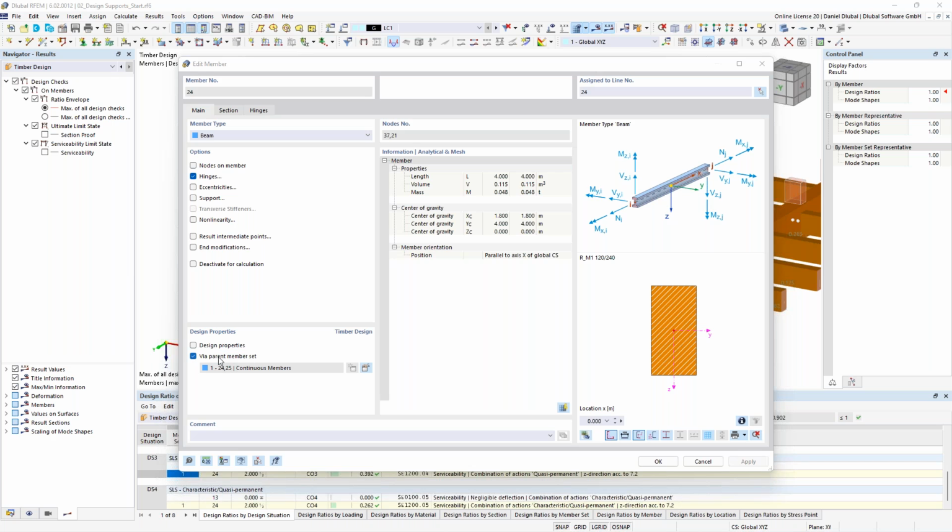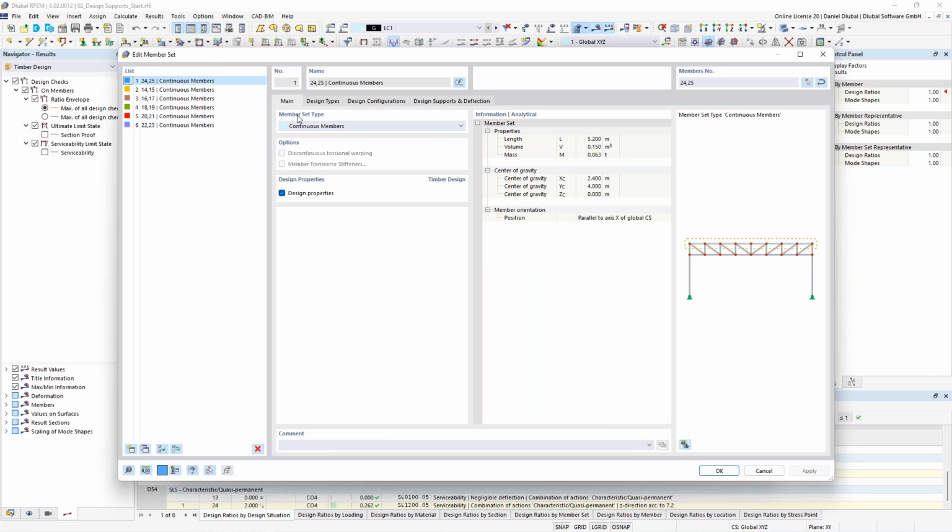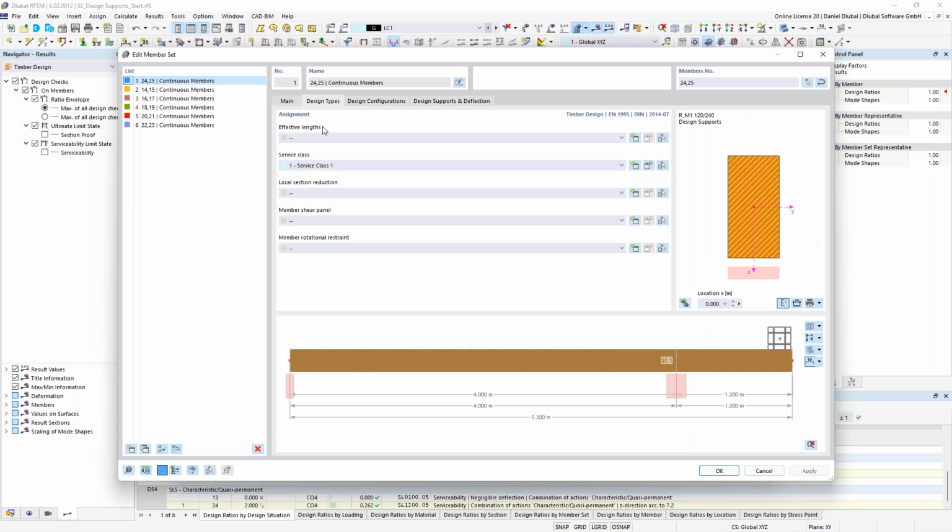Design properties, and the parent member is in this case a set of members, in this case a continuous member. So every member can also be part of a kind of overall member, in this case this continuous member, and I can click on that. So this is the member set. A member set is a kind of summarization of several members and is identified as one member. So as you can see here, we have also these design types and also a kind of local section reduction. And this is something I want to create now.